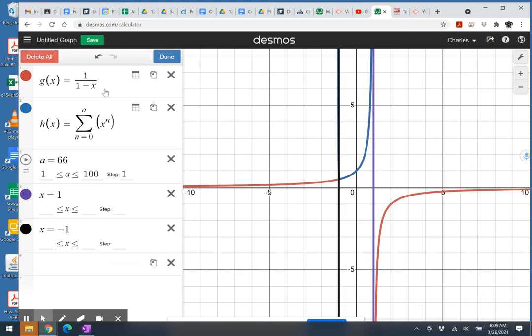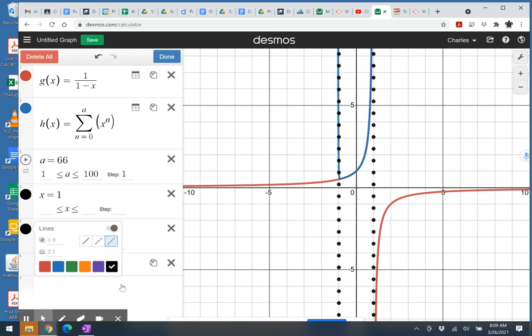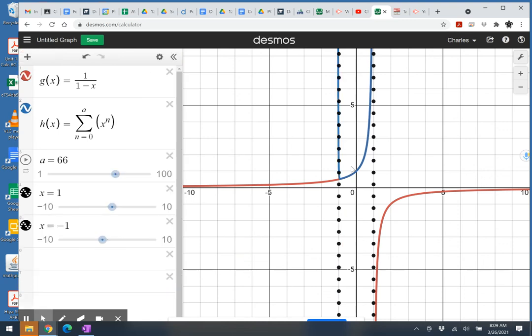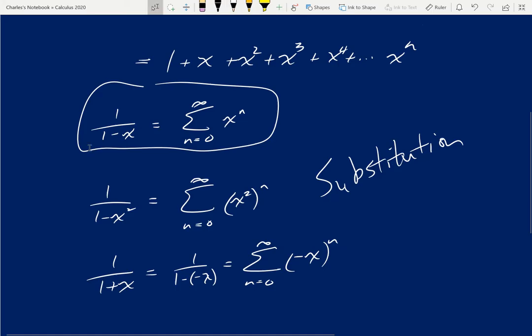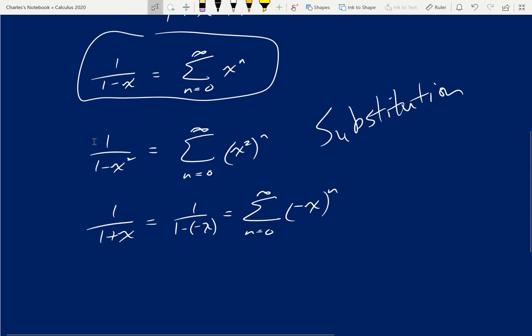My thing's going a little bit slow, but let's make this black and let's make it dashed and let's make this one dotted too. And it looks like within this range from negative 1 to 1, we're doing a pretty good job of predicting. But outside of that range from negative 1 to 1, it's not doing a very good job of predicting. Well, I wonder why that could be.